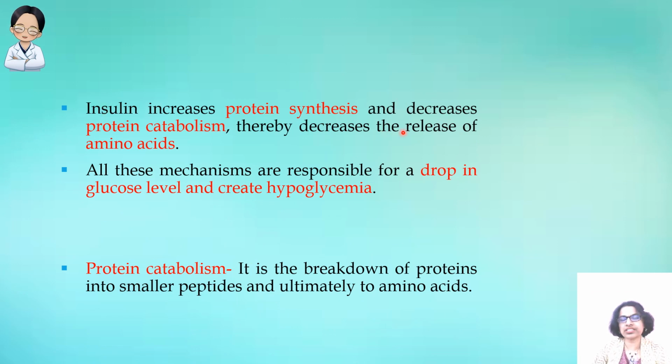Insulin increases protein synthesis and decreases protein metabolism, thereby decreasing the release of amino acids. So all these mechanisms are responsible for a drop in the blood glucose level and create hypoglycemia. So what is the meaning of protein catabolism? It is the breakdown of proteins into smaller peptides and ultimately into amino acids.